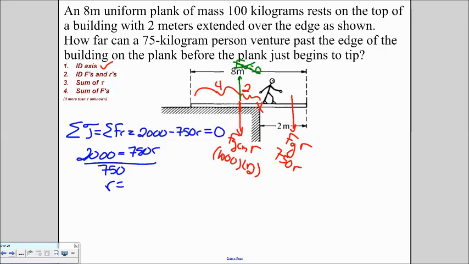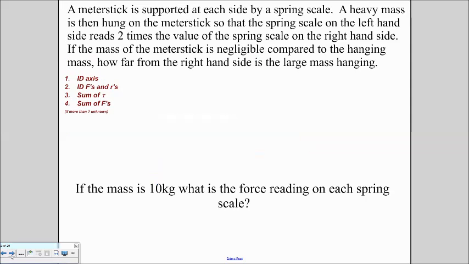And your R should equal 2.67 meters. Now 2.67, that means he can walk 2 2/3 meters past the end. Now if there's only 2 meters here, he can walk all the way to the end without falling. He could actually walk to there without falling. So he's safe in this case.